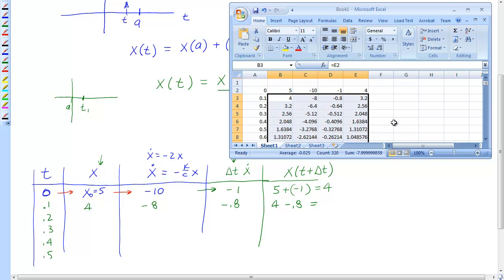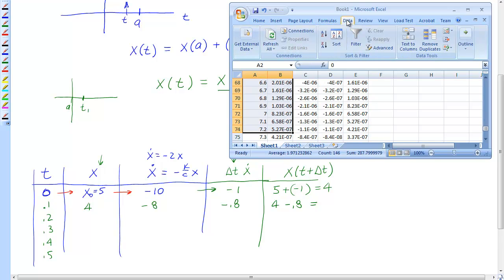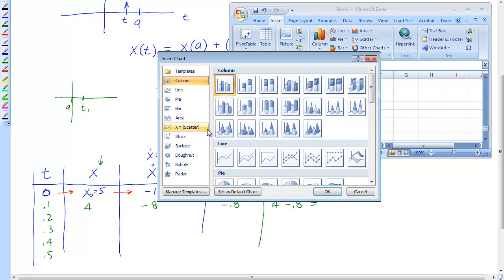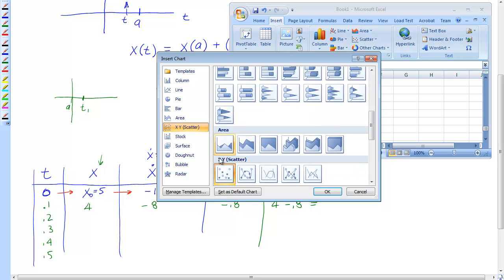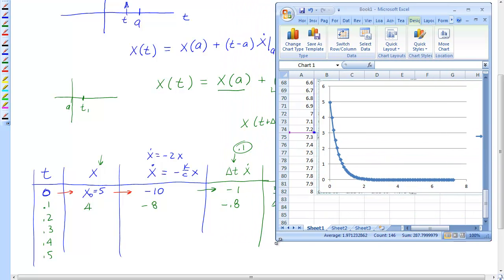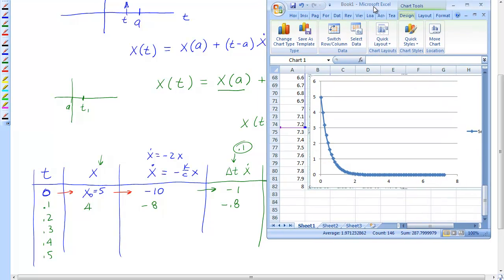Now if I want to plot it, I could plot these two columns, and let's see, insert, and let's just do it like that. So what you get is a solution that looks like this. This is something we'd expect. You pull it out, let it loose, it basically comes back to 0. Okay, so we did this in Excel real quick.